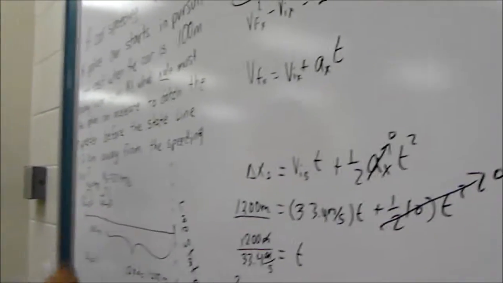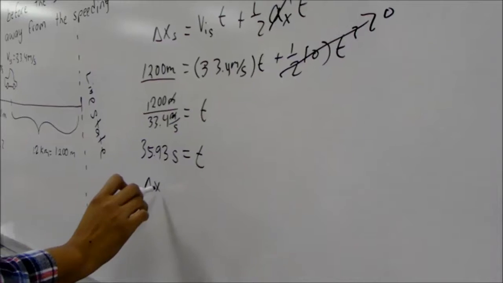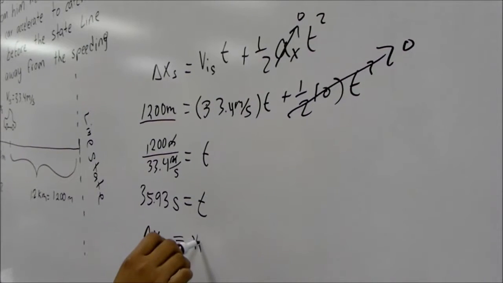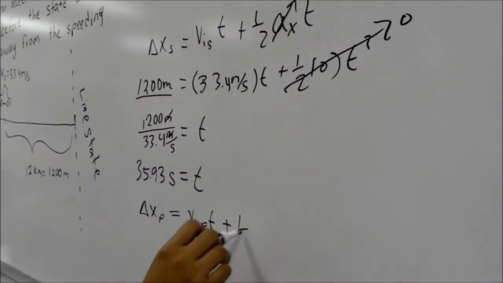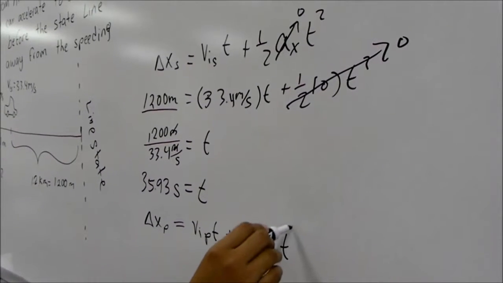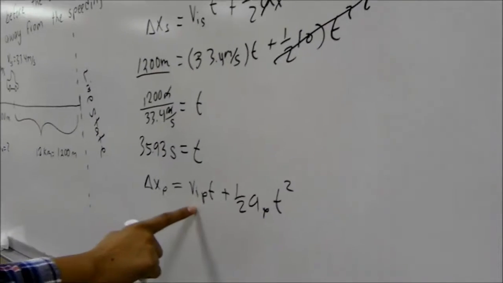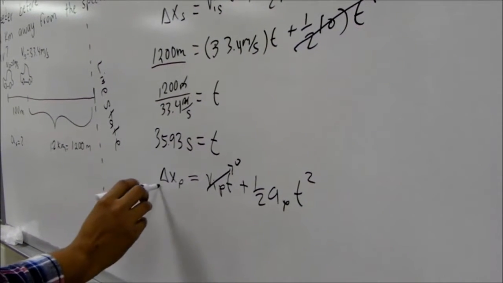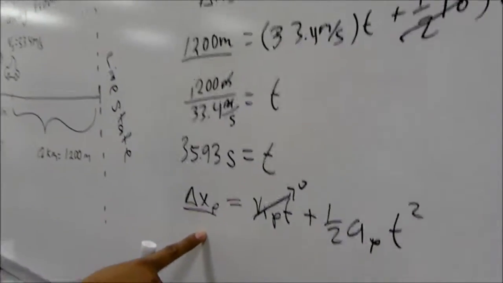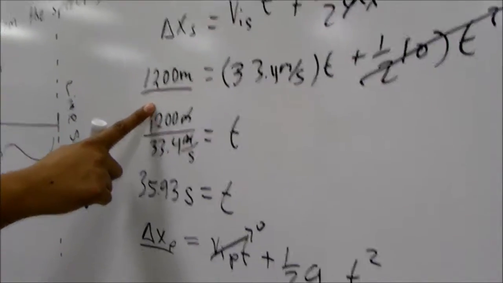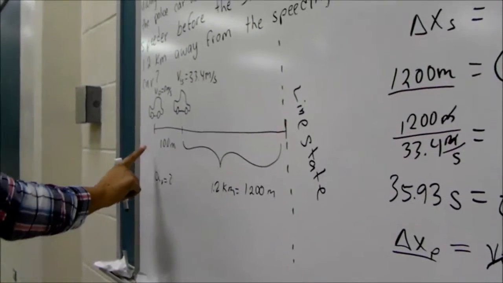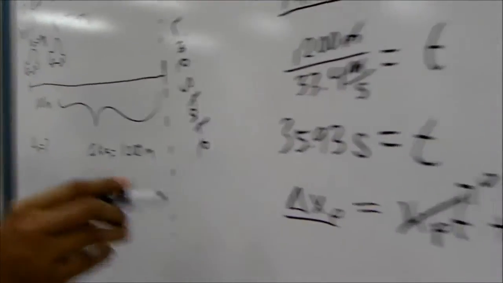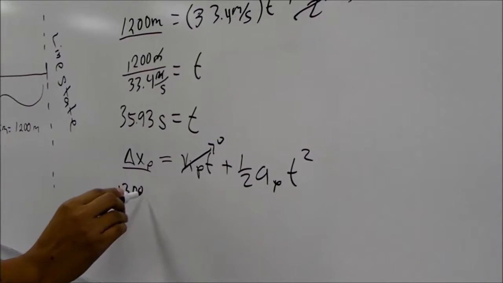So now we go back and we pick again the same equation, but now we are going to use the variables of the police car. So now we have delta x, which is the distance of the police car, is equal to its initial velocity times t plus 1/2 its acceleration times t squared. So now the initial velocity of the police car is 0, so we can forget about this term. Now we have to be careful with this delta x. For the speeding car, it was 1200 meters, but the police car is 100 meters away from the speeding car. So that means that we have to add the 1200 meters plus the 100 meters, making 1300 meters.